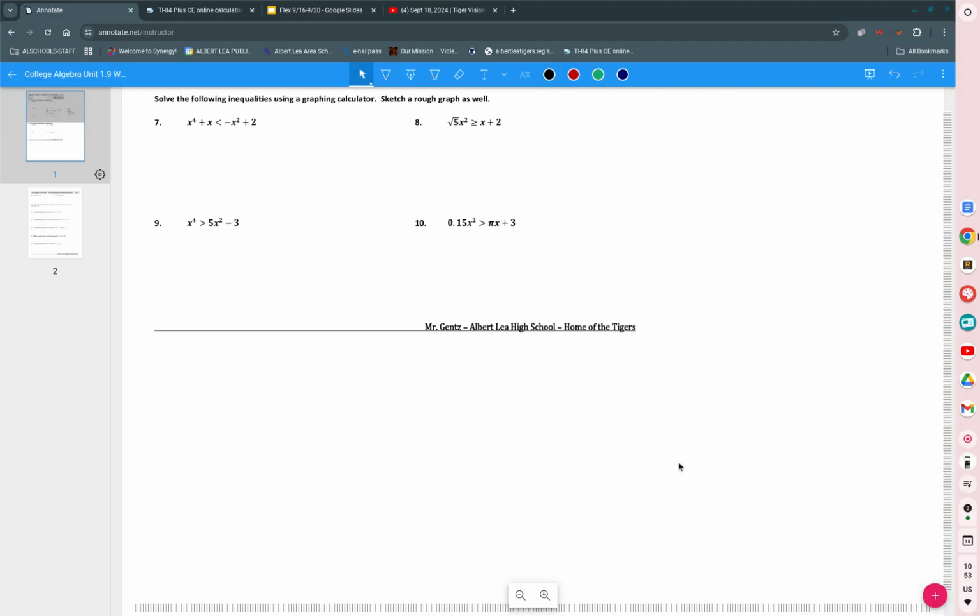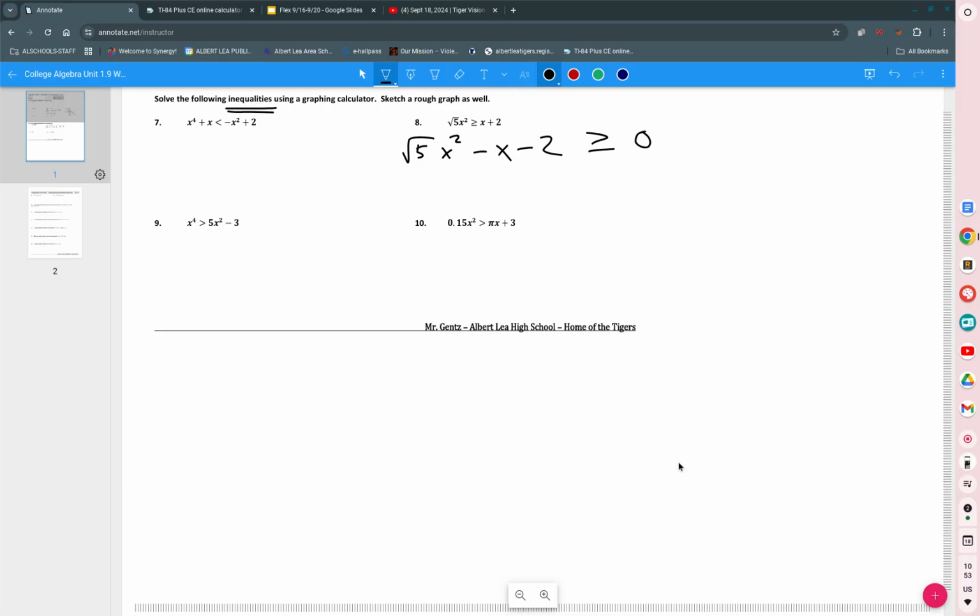All right, our last example for today, it changes now. It says solve the following inequalities. Notice we have an inequality there. I'm going to do the same thing. I'm going to move the x and the 2 to the other side to get the square root of 5x squared minus x minus 2 is greater than or equal to 0. That's the inequality I'm going to try to solve.